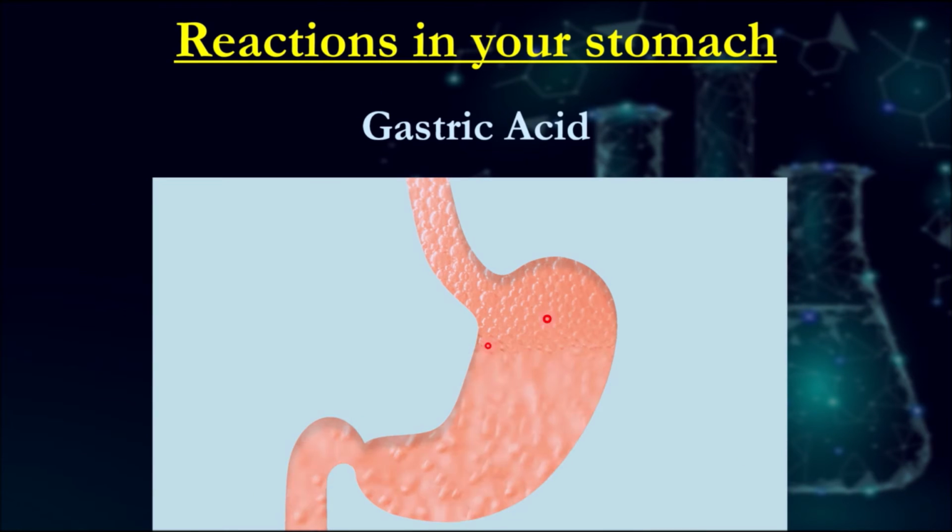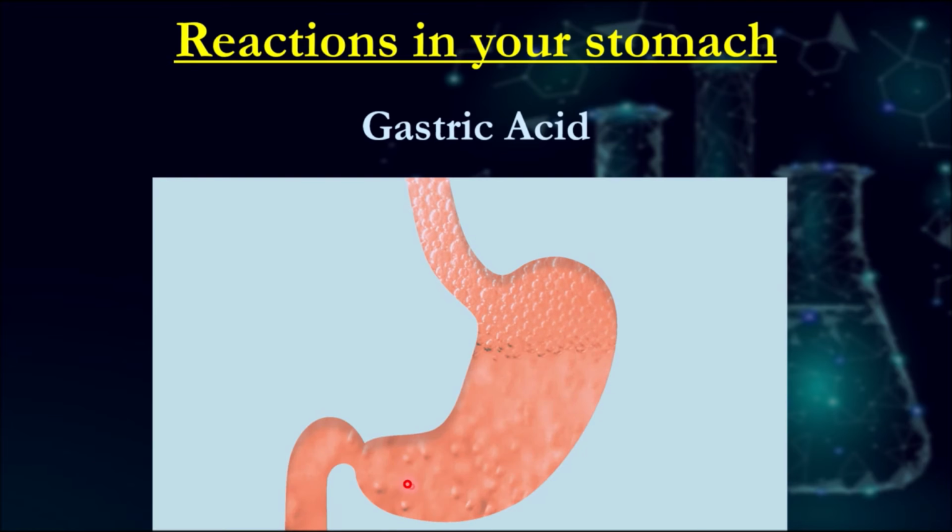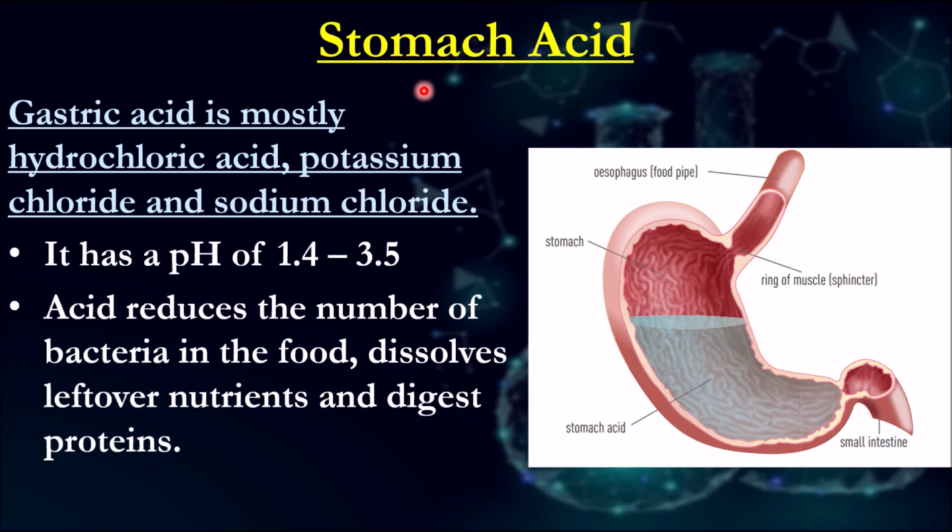Okay. So let's look at other types of reactions that occur in our real world experiences. One of them is the gastric acid. This is a common name for the acid that's inside your stomach. Your stomach acid is made up of mostly hydrochloric acid, some potassium chloride and sodium chloride. It has a pH of 1.4 to 3.5, so it's very acidic.